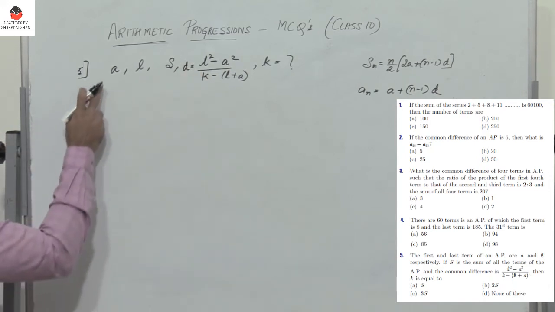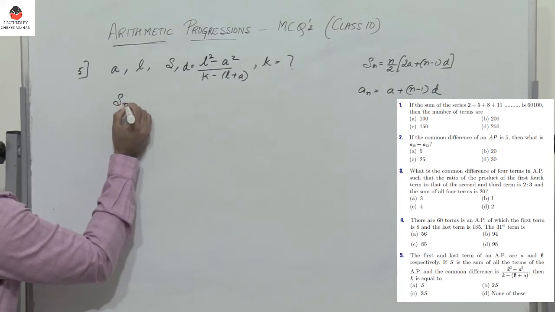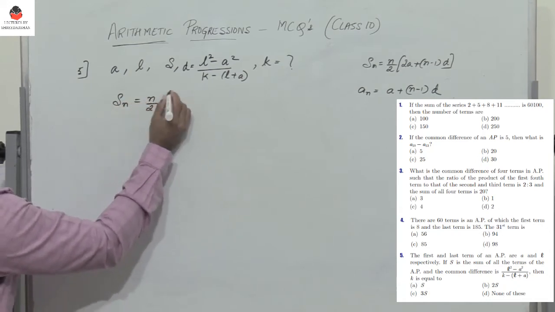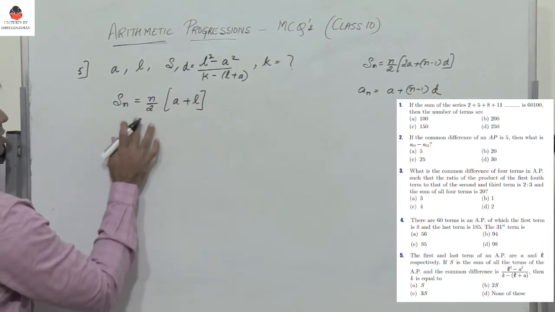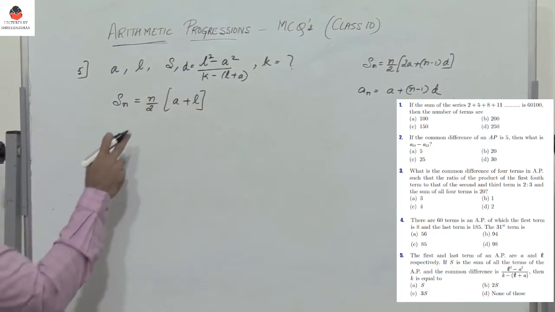So we know that if the first and the last term is given, the sum to n terms is nothing but n by 2 into A plus L. Right? So we have to remember this. Also, what is the last term?